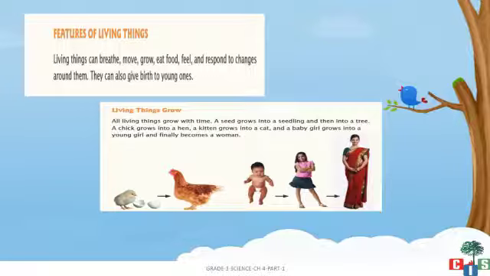Okay. Then a chick grows into a hen. Yes, in the picture we can see the chick is growing into a hen. And a kitten grows into a cat. Yes, and a baby girl grows into a young girl and finally becomes a woman. Or if it is a boy, it is converting into a young boy and finally becomes a man.